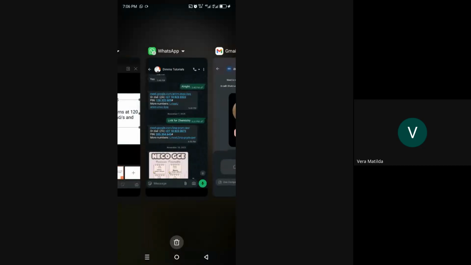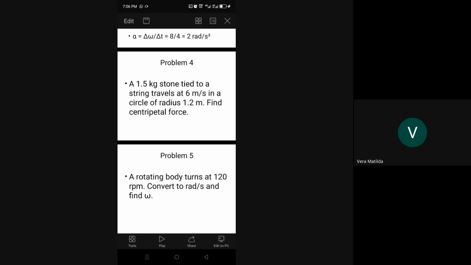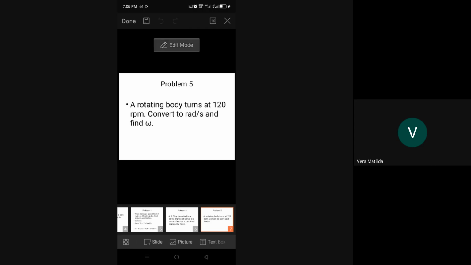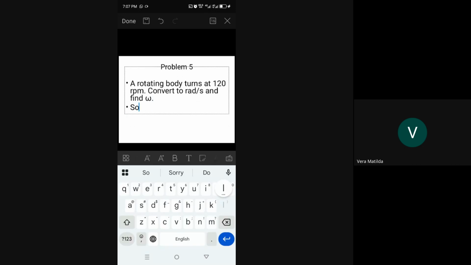I was talking about revolution per minute. It is the number of times a rotating body rotates in 1 minute. So this question says we should convert this 120 RPM to radians per second and then find angular velocity. That's the question. So we are going to solve it now. Solution.